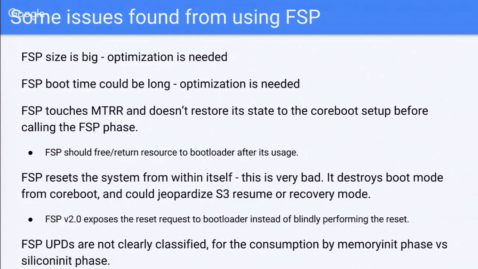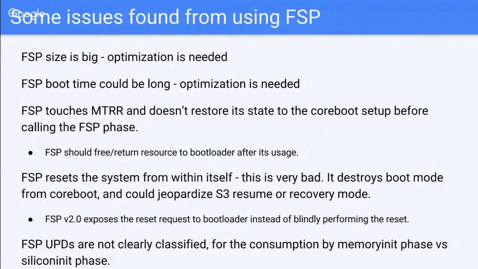So some issues we found from using FSP. There are quite a few. I won't be able to list all of those, but I'll just pick things off the top of my mind. FSP size is big. I think on Skylake, the FSP binary release build is 0.5 meg. The debug build, of course, that's not released yet, is a little bit over 1 meg.